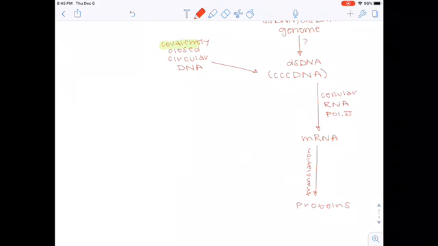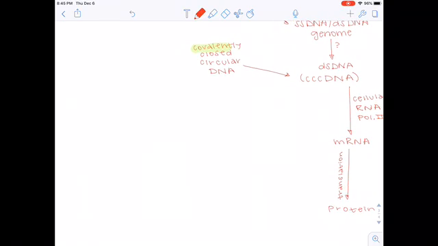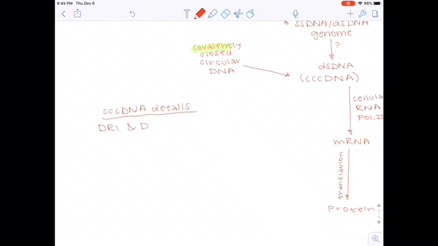All right, so back on this side, we have transcription. And so something to note about cccDNA, I'll just go ahead and put it over here. cccDNA details. The cccDNA contains two sequences called direct repeat 1 and direct repeat 2. So DR1 and DR2.